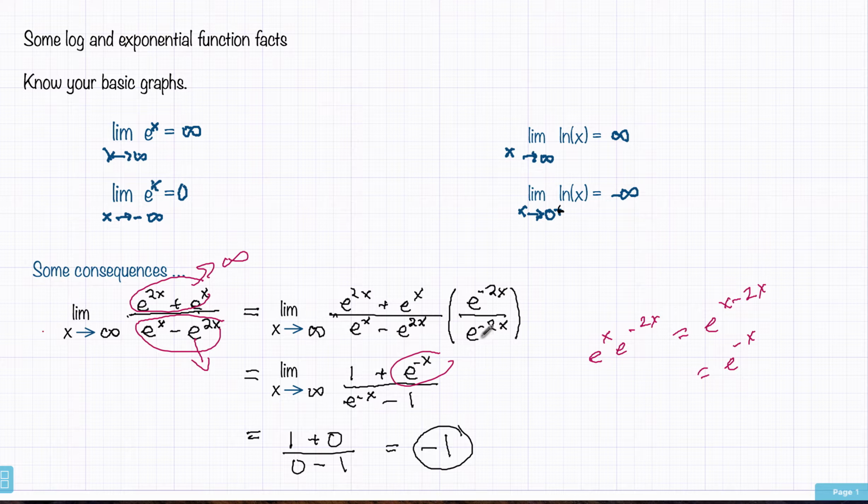Similarly, if we multiply things out down below, this times this gives me another e to the minus x. This times that gives me a minus 1. And finally, I see that as x goes to infinity, these are nice pieces of the sort that we were just looking at. This goes to 0, this goes to 0. So the limits for each piece, 1 plus 0, 0 minus 1, simplifies to minus 1.